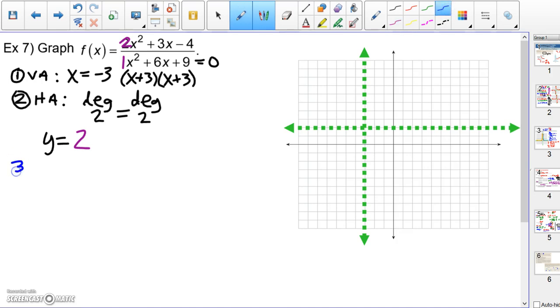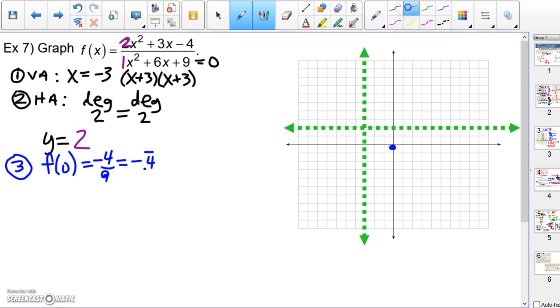Step 3, plug in 0. So f of 0 is going to equal -4/9. It's kind of hard to graph fractions sometimes, so change that to a decimal. That's -0.4 repeating. So we've got the point 0, comma, -0.4 repeating. Going to be about right there.